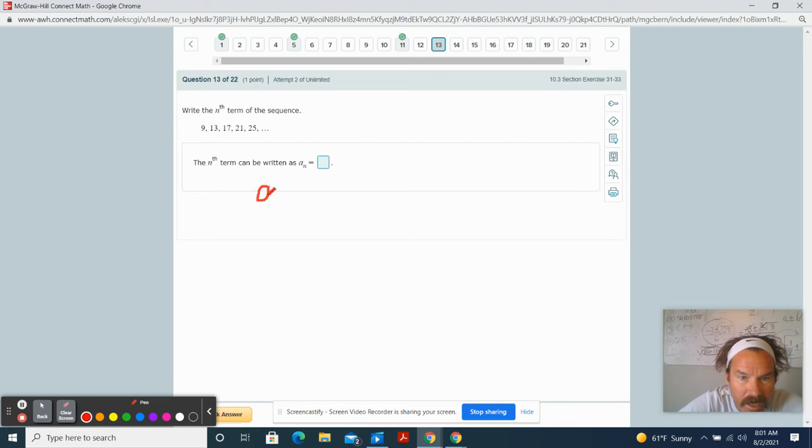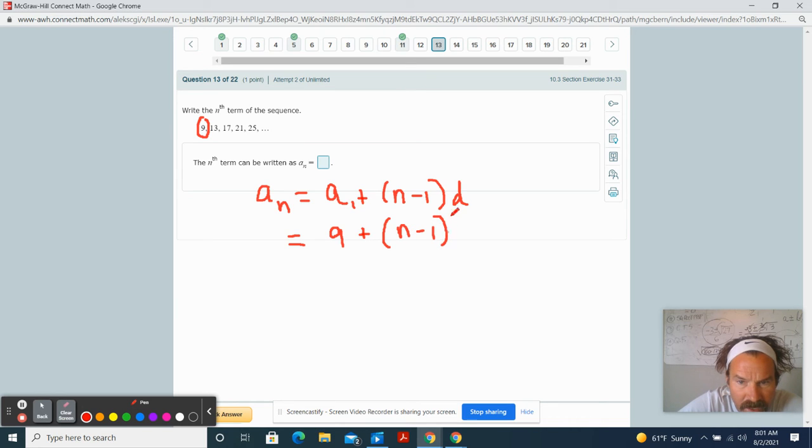So we go a sub n equals a sub 1 plus, this is the same formula I just wrote down. They just wanted you to write it in a little different order. So we're going to write this as 9 is the first term. They always give you the first term here. Plus n minus 1. It's always n minus 1 in the parentheses. And then the common difference here, it looks like it's going up by 4.